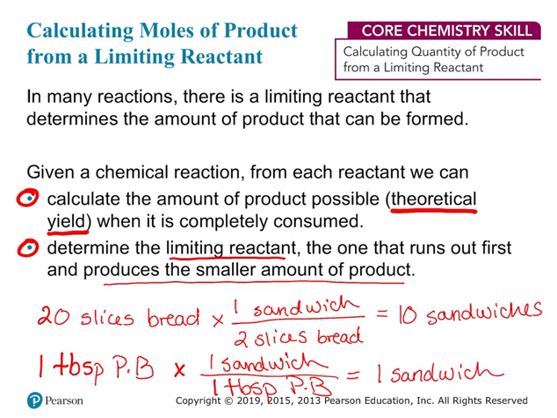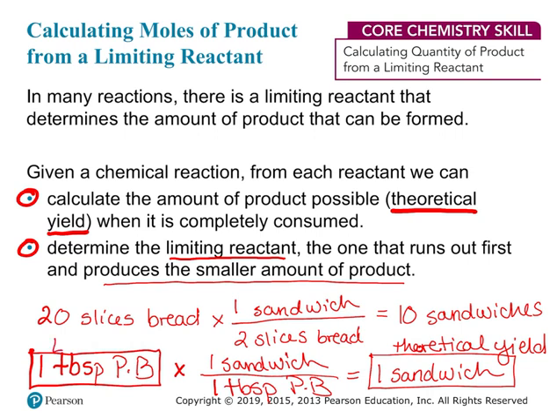All right, so comparing the two reactants and how much product can form, we can see that we're limited by the peanut butter, right? So we can only make 1 sandwich overall. So that is our theoretical yield. So even though we have enough bread to make 10 sandwiches, we're limited by the amount of peanut butter, which is only 1 tablespoon. So that peanut butter is our limiting reactant, which means we can only make 1 sandwich.